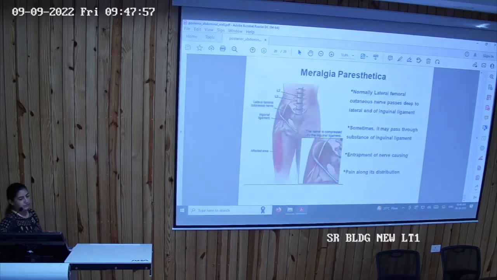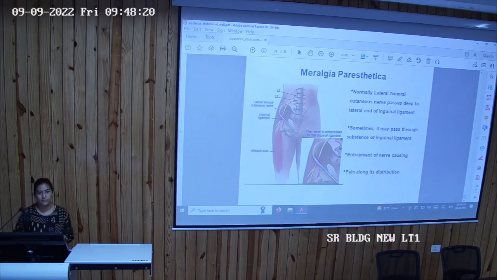And coming to the last one, meralgia paresthetica. So now here the lateral femoral cutaneous nerve. This is a nerve entrapment. So if this nerve is passing below the inguinal ligament here, this causes the entrapment of the lateral femoral cutaneous nerve, leading to pain in the region of the supply. So what is the region of supply for this lateral femoral cutaneous nerve? Where will it supply?